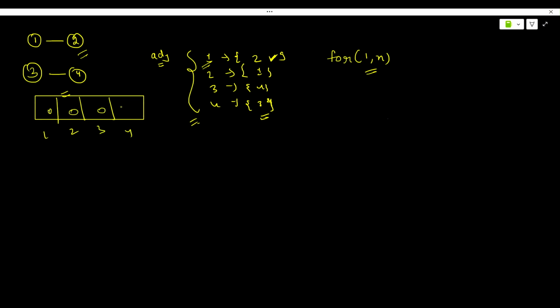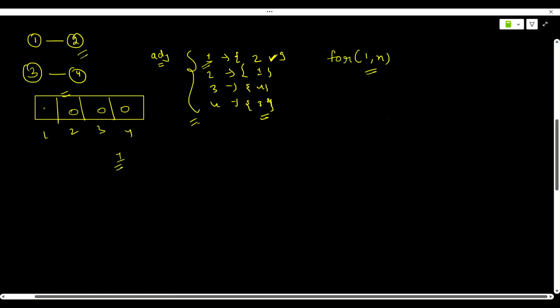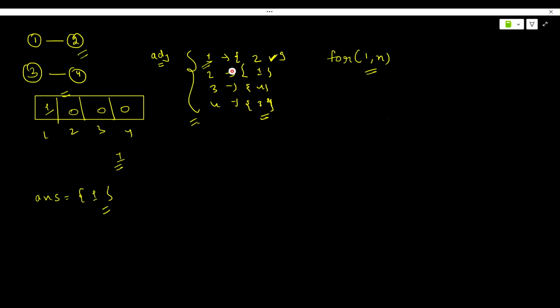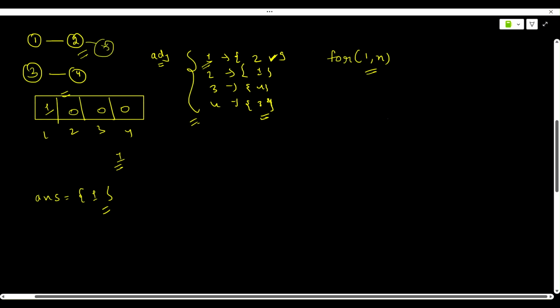So for 1, you mark it as visited, and you push it into our answer, as it is the head of the first component. Then you travel all of its adjacent nodes. If there is something else adjacent, then you can also travel all of its adjacent nodes.